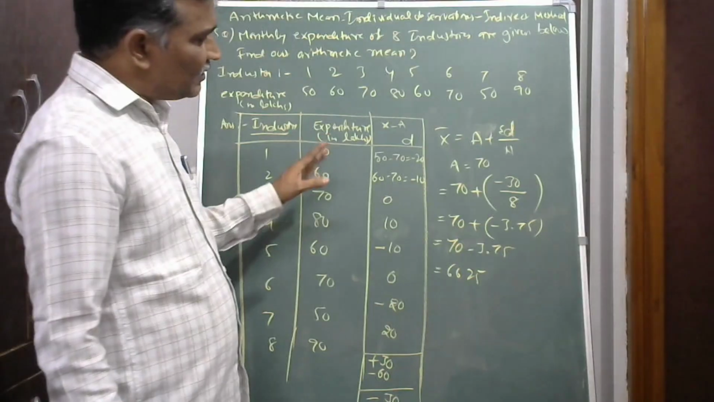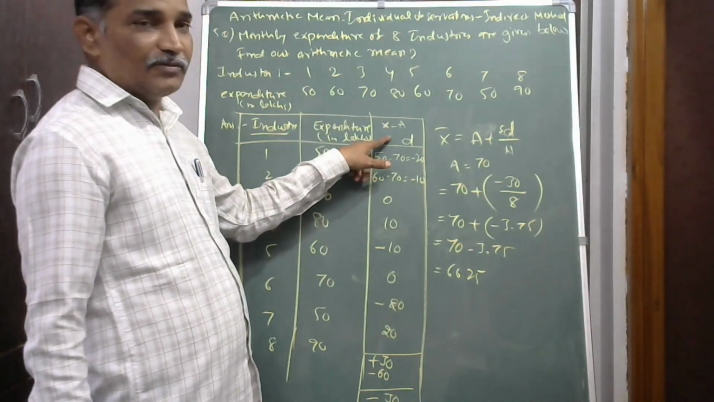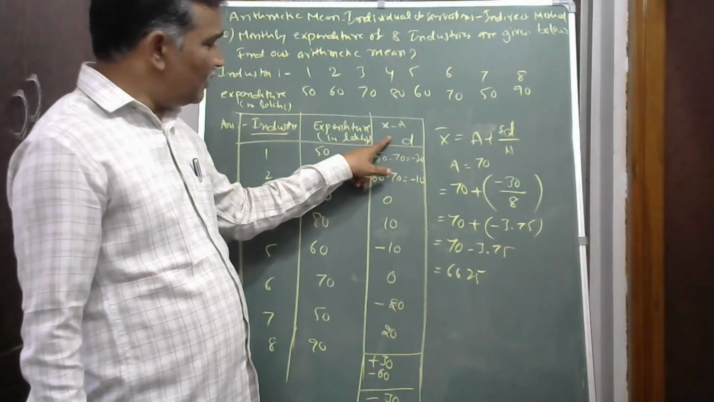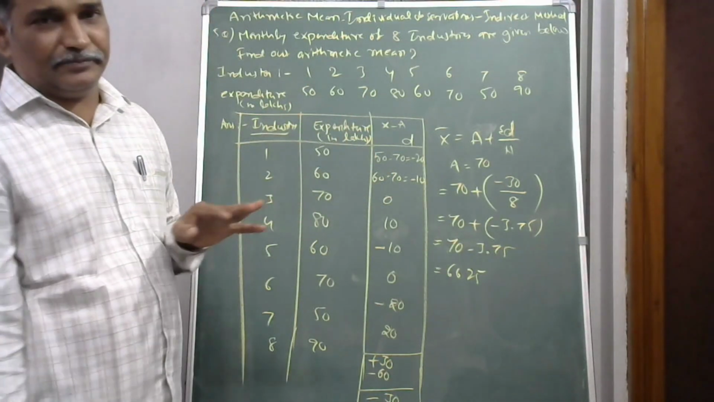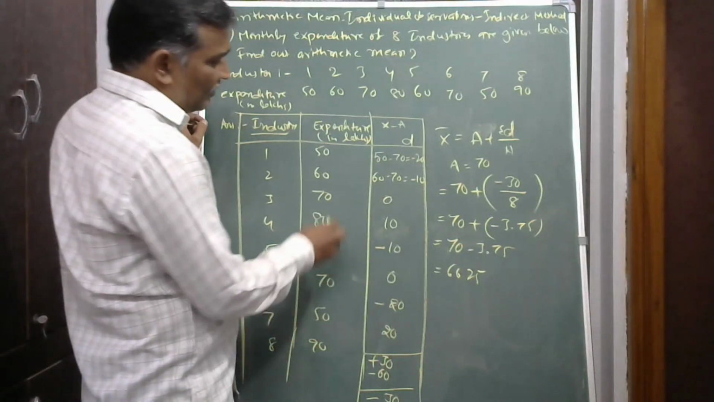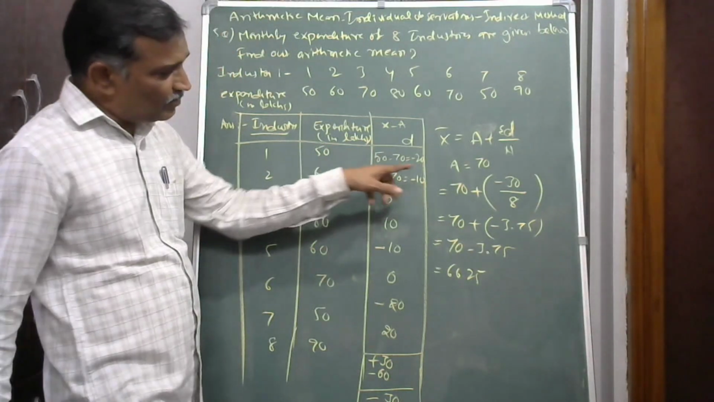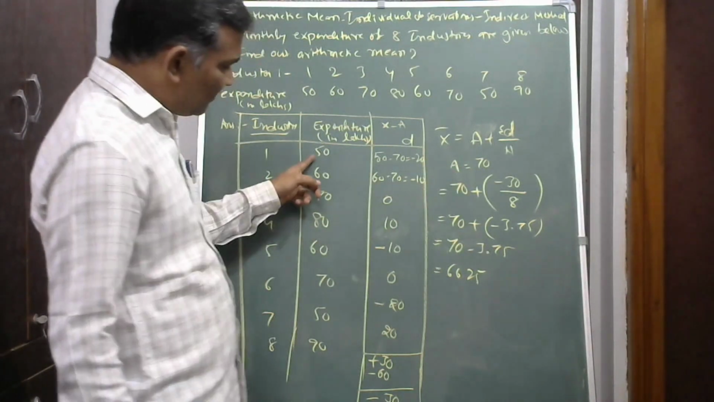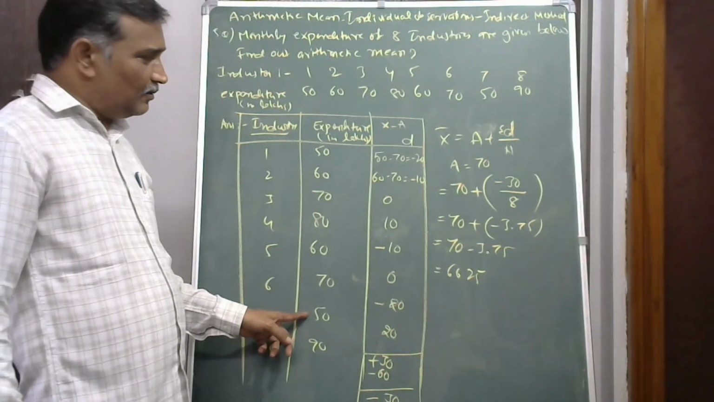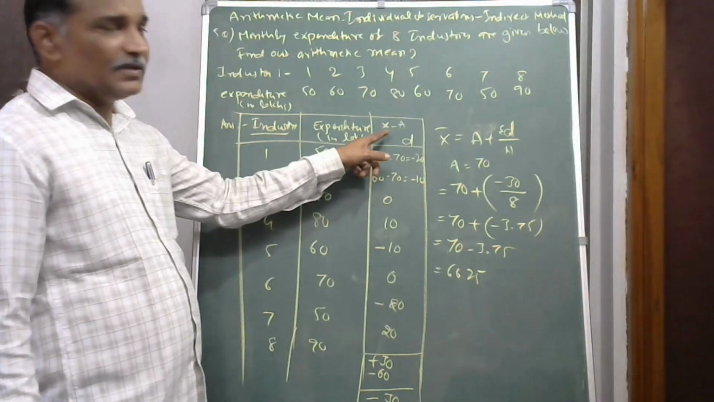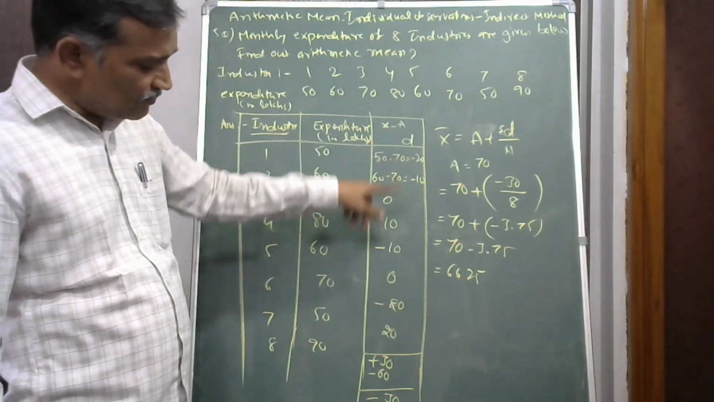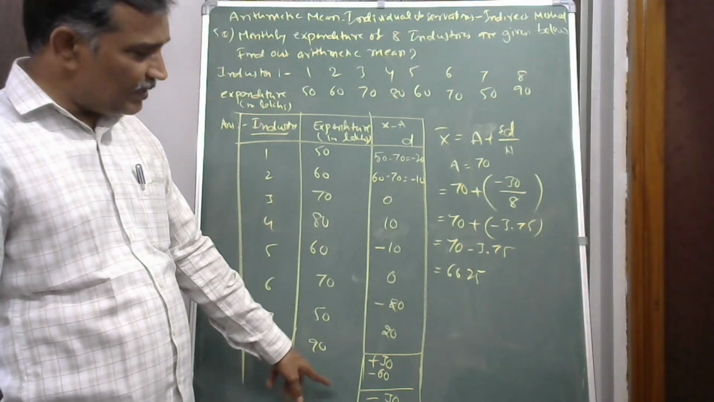After that we have to deduct the assumed mean from every value. The assumed mean is 70. We are deducting 70 from each value. In that way, we will get the deviations. We have to sum up the deviations. It comes to minus 30.